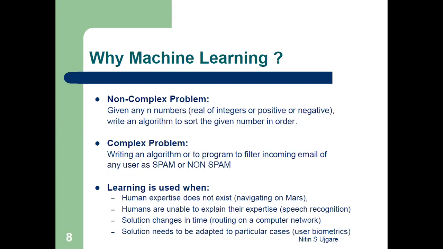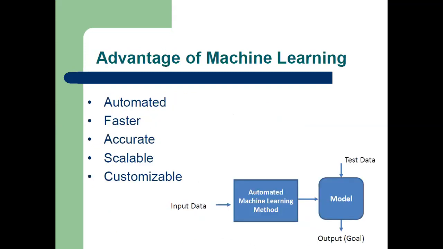So let us move to next slide. What are the advantages of machine learning? So the advantages of machine learning are listed here. The first advantage of machine learning is that it is automated. Machine learning methods are automated processes which run on input data and produce a model. Now this model can specify how to achieve the goal.